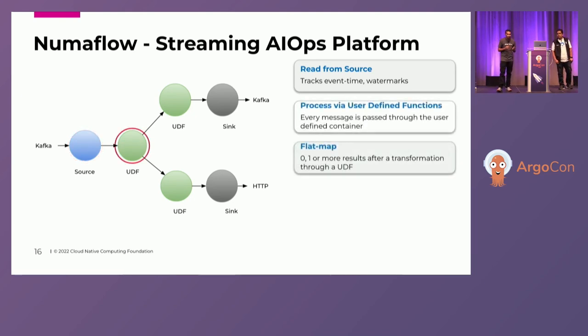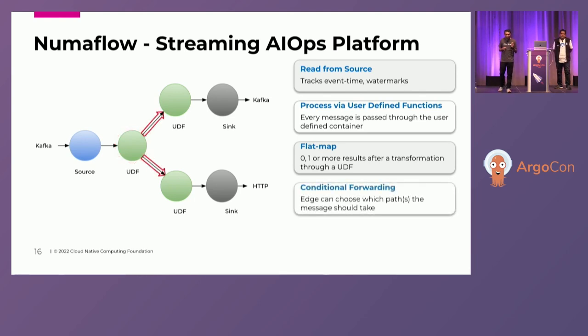Once you read from the source, you have the next vertex called UDF. Every message goes to a user-defined function, which is nothing but a container. The input to the UDF is a key and a value. Key is a string, value is a byte array. It could be anything. The output is also a key and a value, but it could be zero, meaning nothing, think of a filtering system where you're dropping the data because you're not happy with it. Or it could be one output, that is a good old map. And lastly, we could have more than one, that is called a flat map. That is a superset of all those: zero, one, or many.